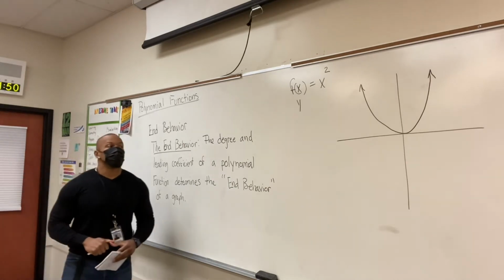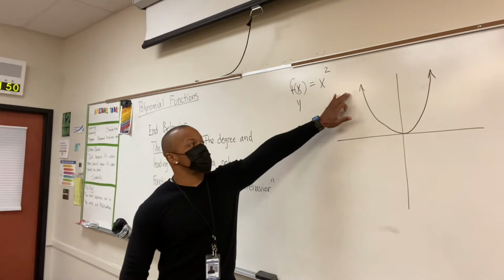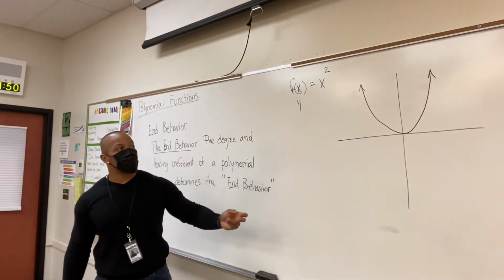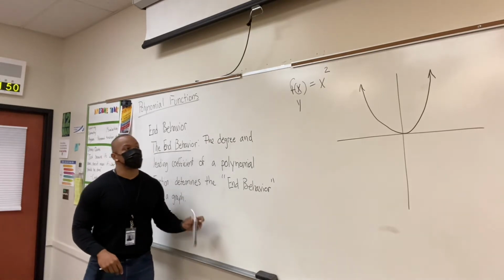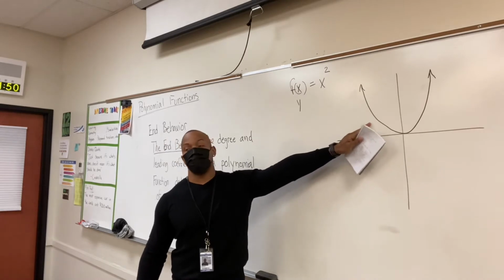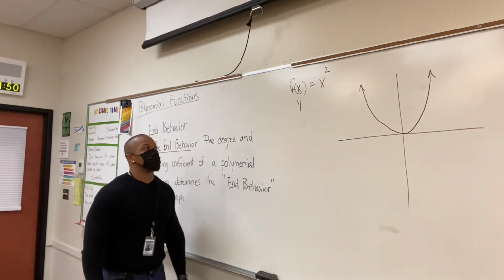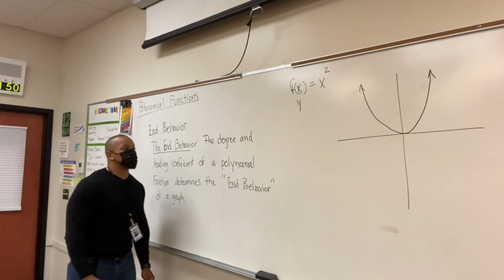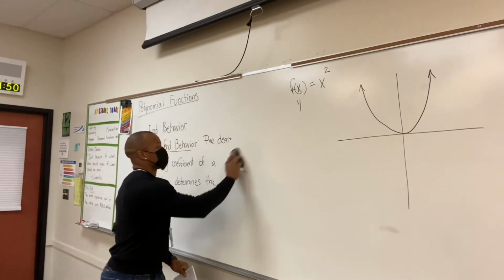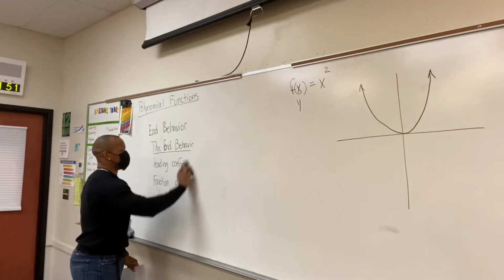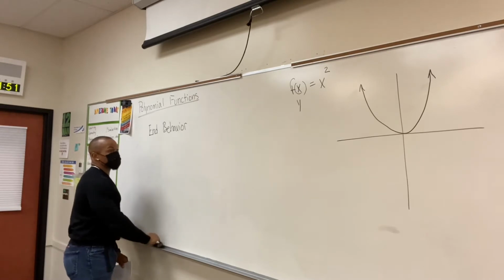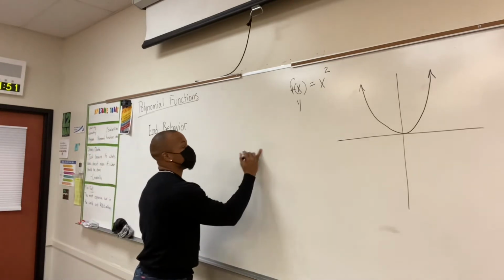Okay, so notice what this parabola is doing on the graph. What we're going to do is write down what is referred to as the end behavior based off of what we see this parabola doing on the graph. Okay? And again, this is gonna seem like a lot, but do not get overwhelmed, okay?